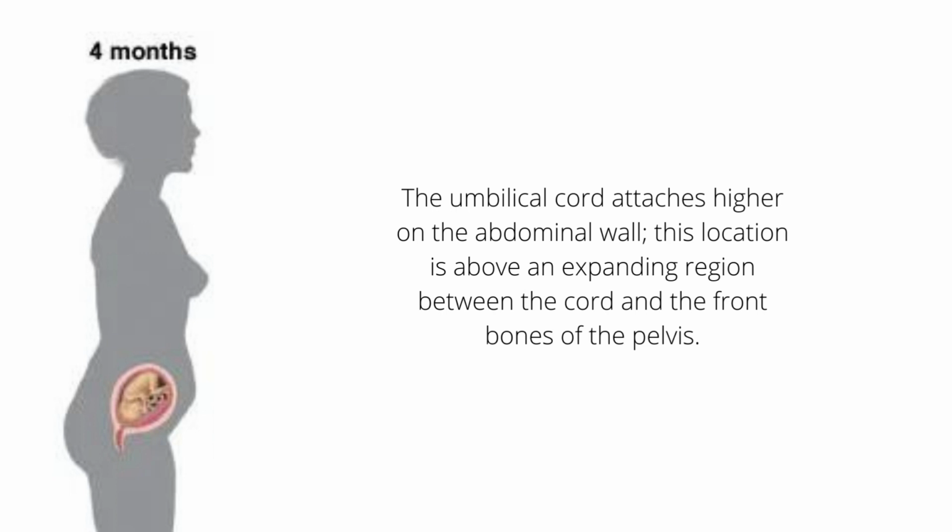At 4 months, ang individual differences between phases ng fetus, they become more distinguishable. The face is broad, but ang eyes, subong, they are widely separated na. And the umbilical cord, they attach to the abdominal wall much higher. So this location is above an expanding region between the cord and the pubis. So nagasaka na ang navel. So yeah, muna.